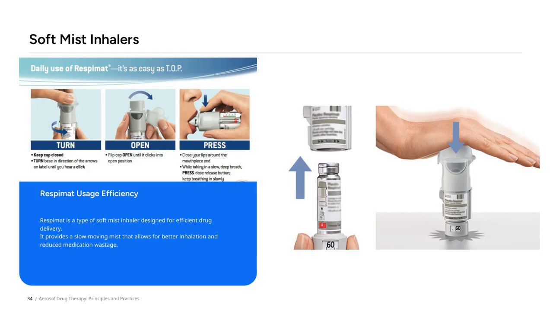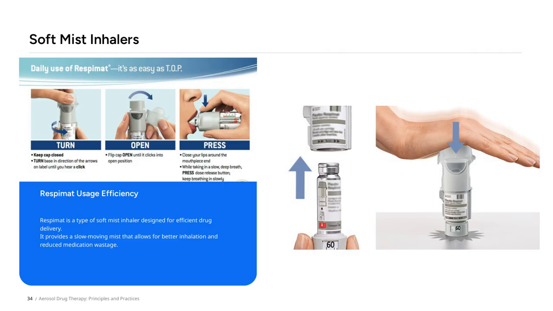Today, I want to talk about the Respimat, which is a type of soft mist inhaler designed for efficient drug delivery. What makes Respimat stand out is its ability to produce a slow-moving mist, and this is really important because it allows patients to inhale the medication more effectively. The slower mist reduces medication wastage and helps ensure that more of the drug reaches the lungs where it's needed most. When we think about inhaler efficiency, Respimat's design plays a key role in improving overall drug delivery, making treatments more effective and reducing the amount of medication that gets lost.